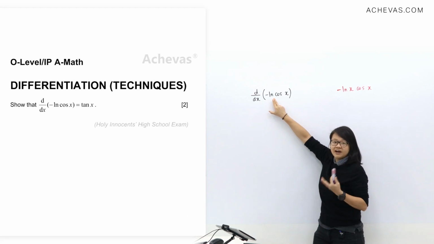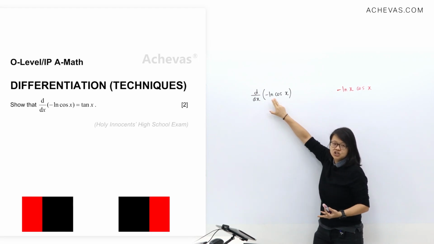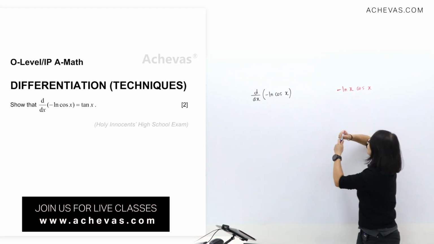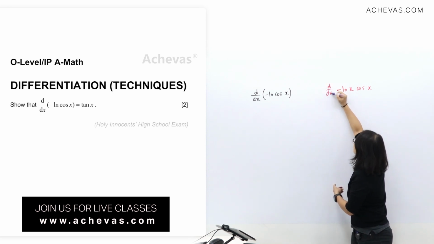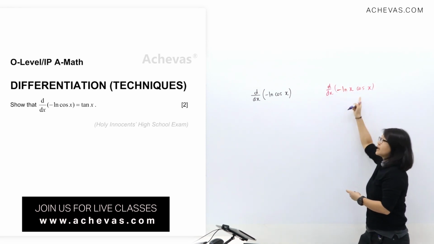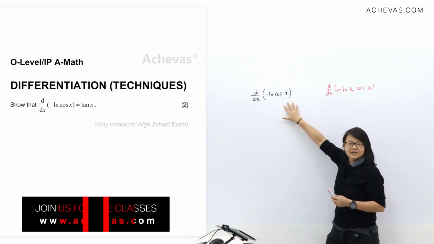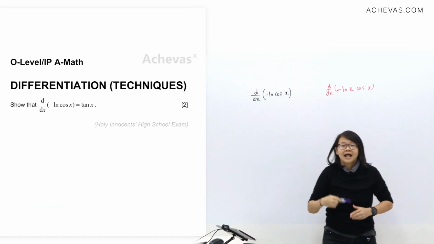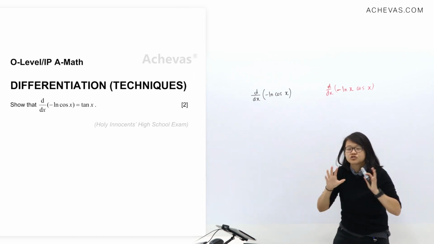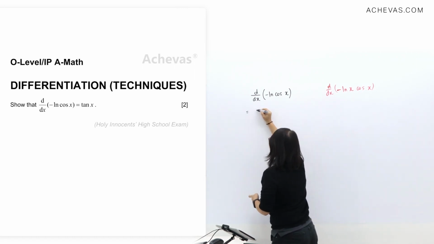Ln here is a function, okay? It's not a multiplication. So if you get a question to differentiate the product, yes, we are going to apply a product rule. This one, no, I'm going to apply a chain rule. Now, how do we do a chain rule here? Let me just write one more step so that you can see this clearer.